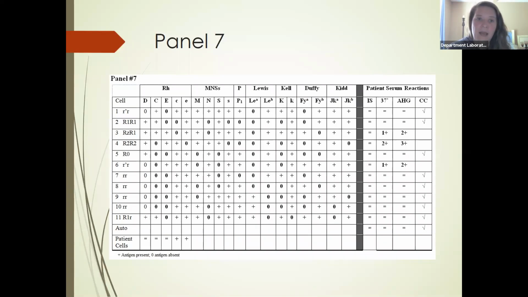All right, and then our last panel, panel 7. You have initial spin reactions, 37 and AHG. Notice that we have reactions at 37 and AHG. Keep in mind, when you see these phases of reactions, you should automatically know which classification of antibody I'm dealing with. My RH antibodies are known to react at 37 degrees and then get stronger at AHG. So you should automatically be suspicious of an RH antibody in this scenario.